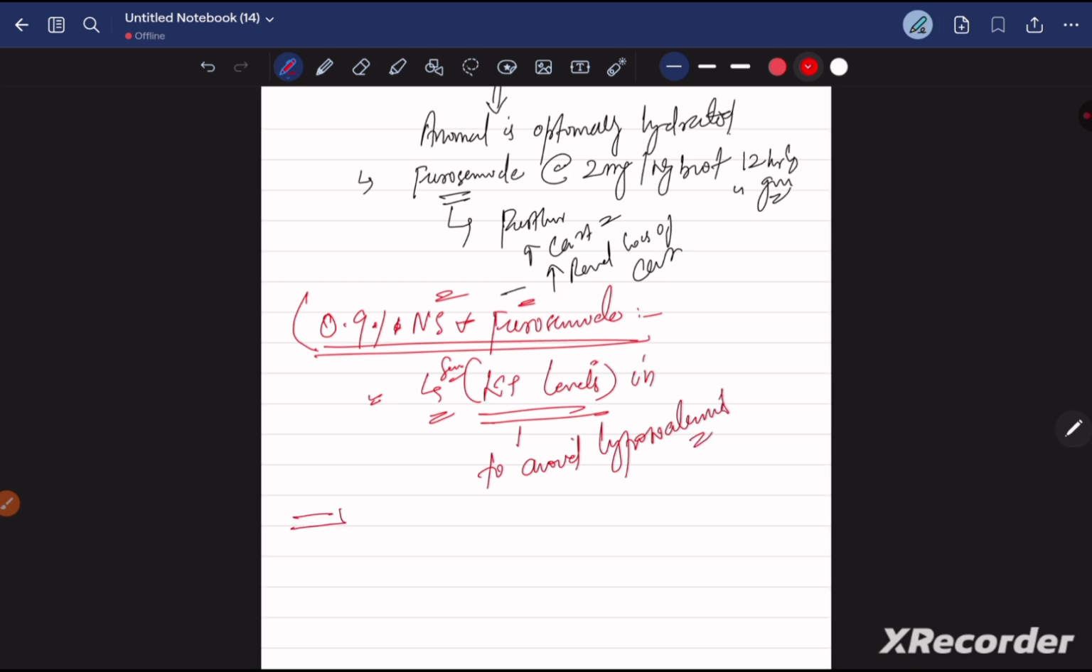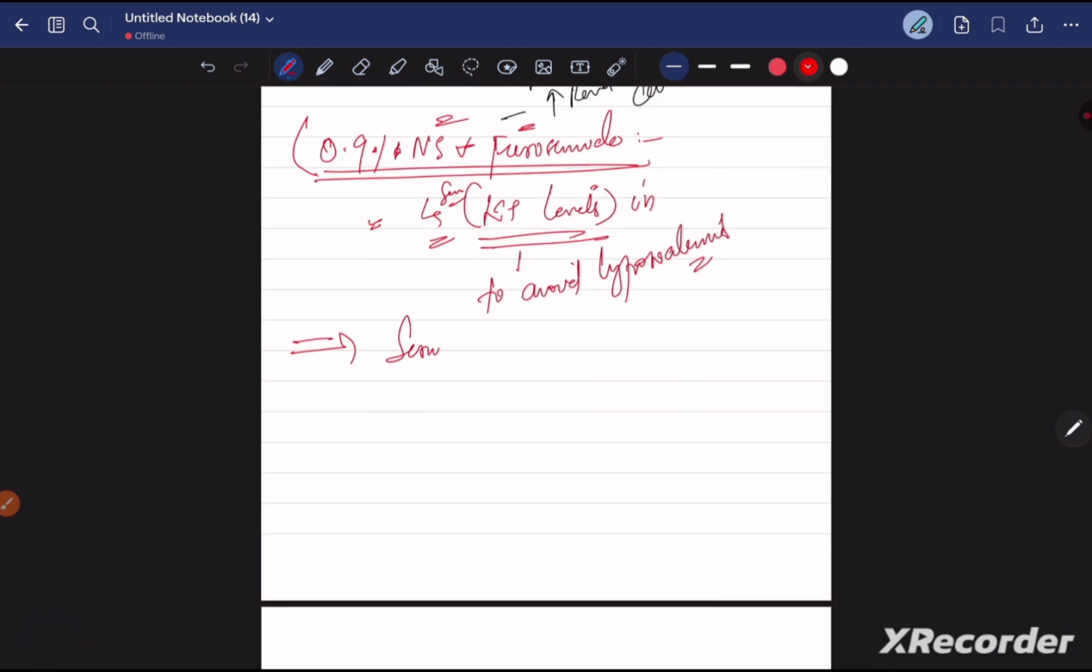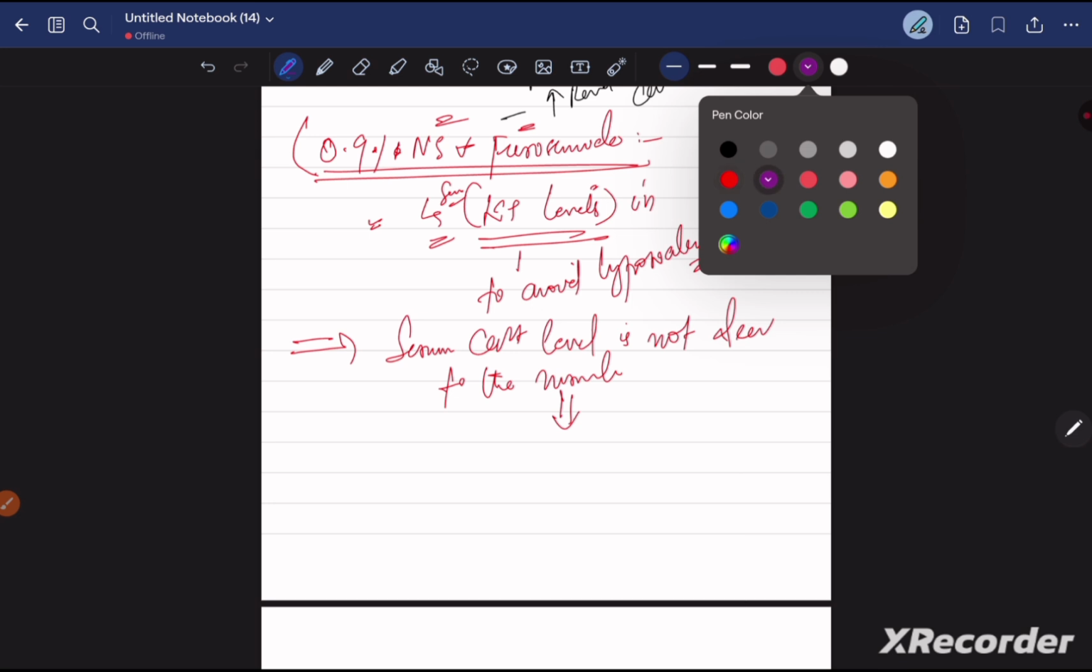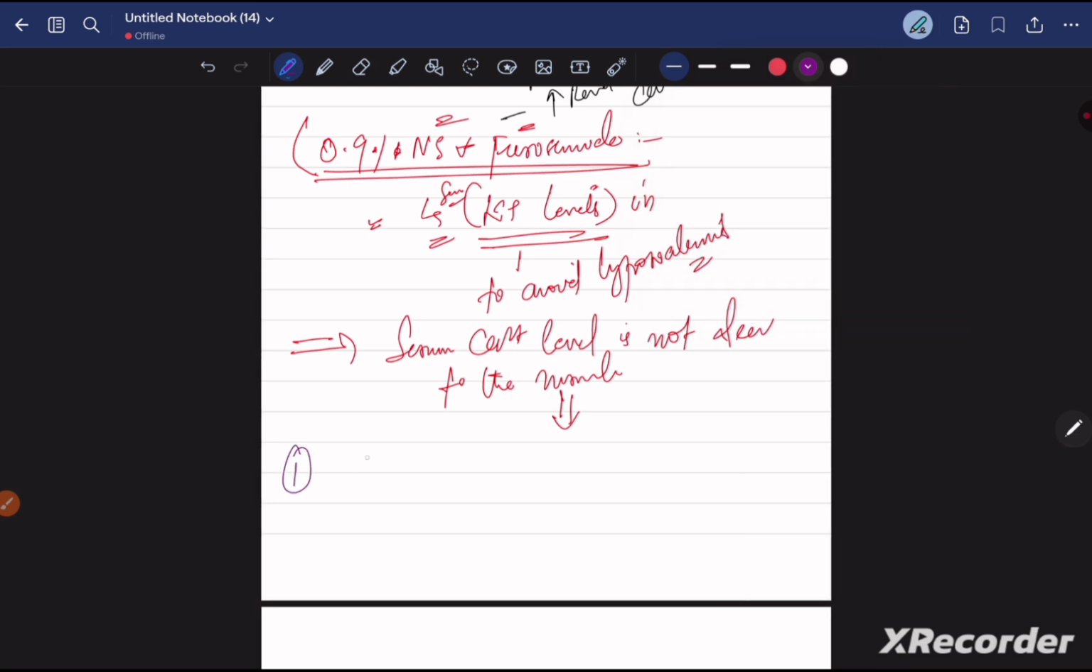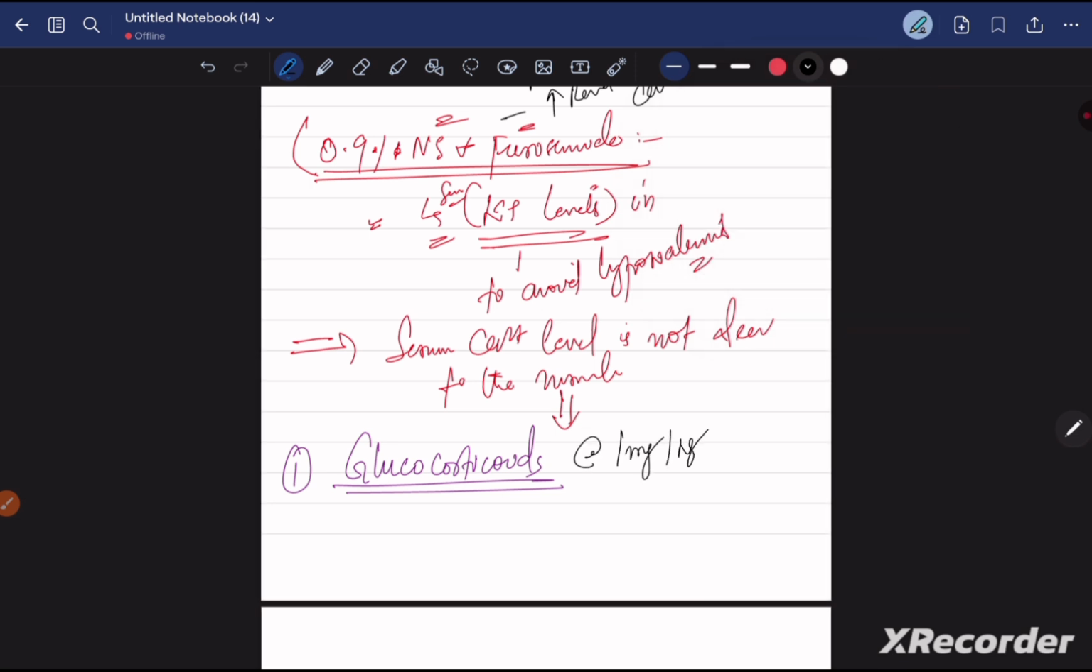Now, if despite this treatment, this management, the serum calcium level has not decreased to normal, then we have to approach further treatment protocols. Let us discuss them one by one. The first treatment that is widely approached is the use of glucocorticoids. Glucocorticoids are used for the management of hypercalcemia at the rate of 1 mg per kg body weight, OD, once a day.